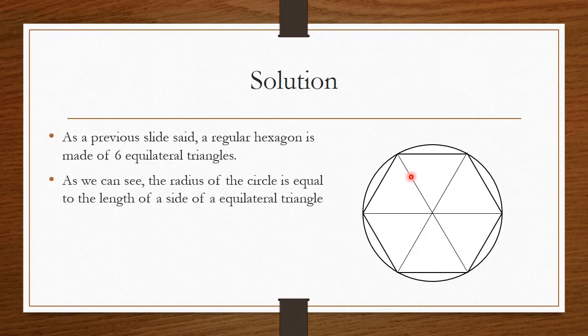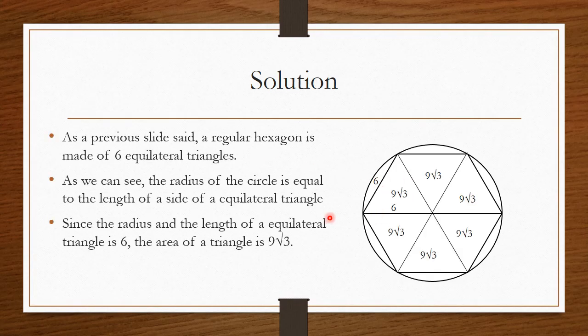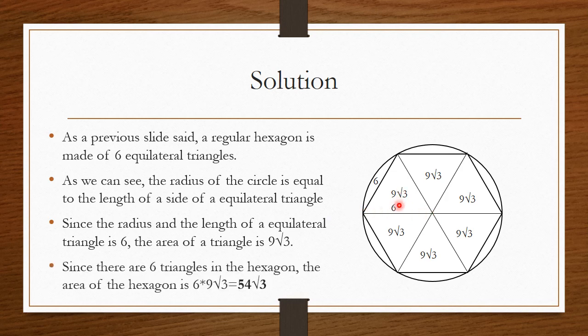As I previously said, this is made of 6 equilateral triangles. So each side of this is 6. The area of each triangle is 9 root 3. Since there are 6 of them, it's 54 root 3.